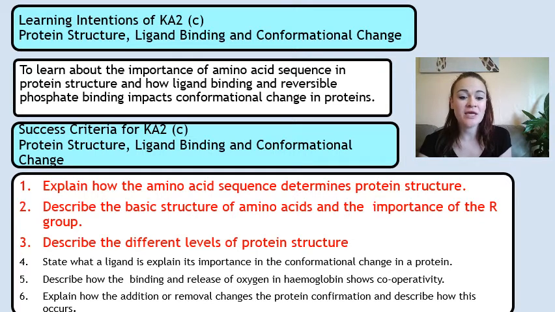We're going to be explaining how the amino acid sequence determines protein structure, describing the basic structure of amino acids and the importance of the R group, and then going into detail about the different levels of organisation in protein structure.